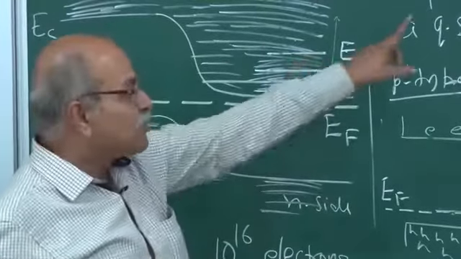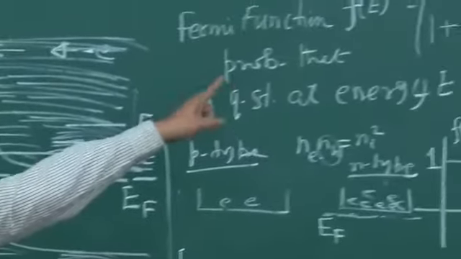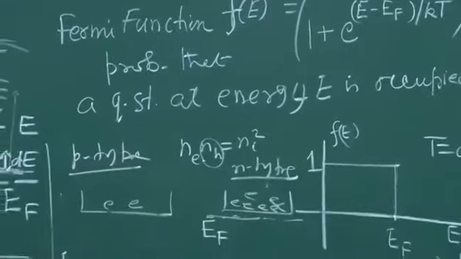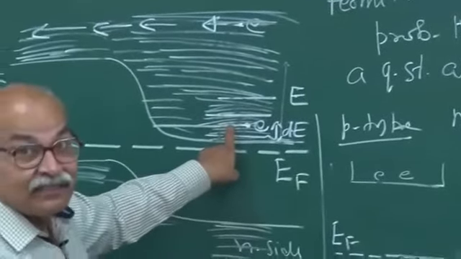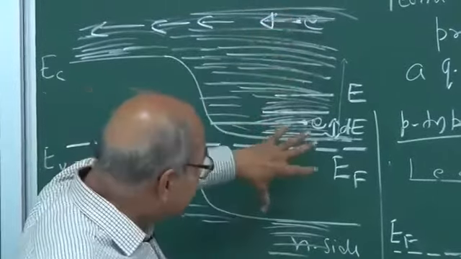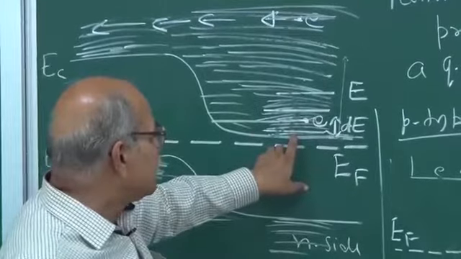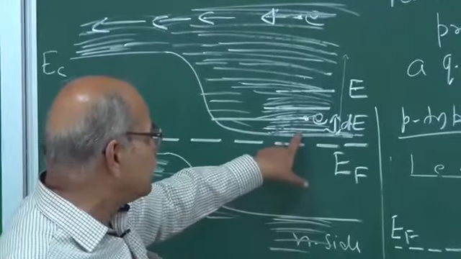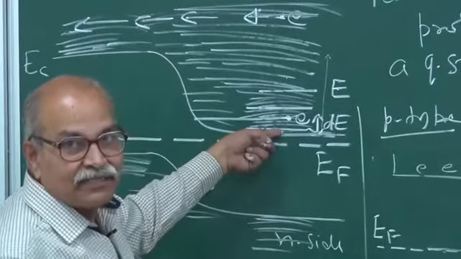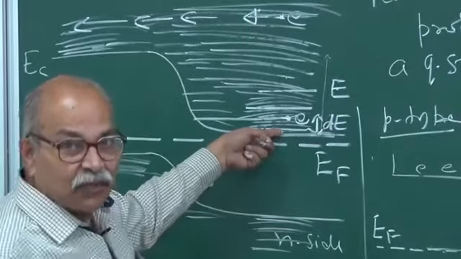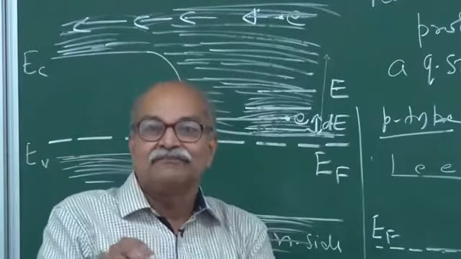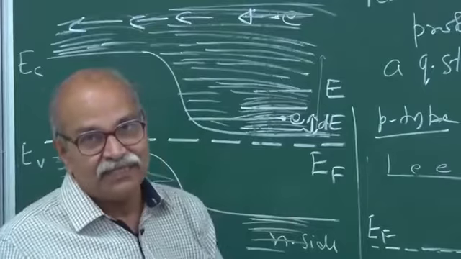This probability is needed, yes, but something else is also needed. What is that? How many quantum states are available here. The quantum states are not uniformly spaced; you have a distribution of quantum states. The probability at the bottom of the conduction band is largest, but the number of quantum states there is smallest. Although the probability is very high, the number of quantum states in this dE is very small, so the number of electrons in this dE will be very small.